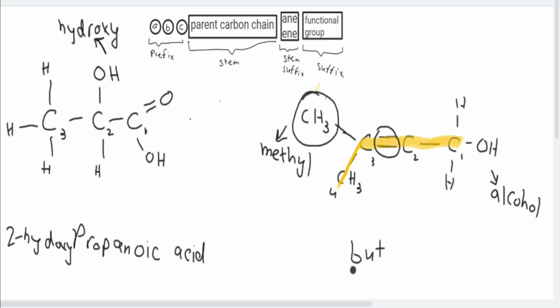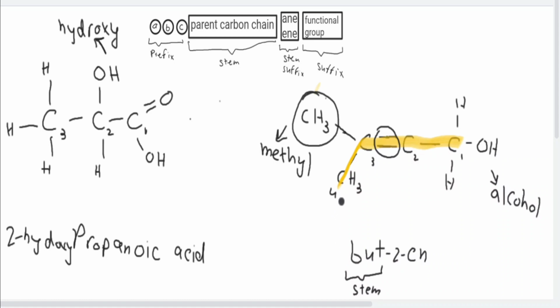Next, I have written the stem here. This is the stem. Next comes the stem suffix, which is the double bond. And since this is a double bond, I will write an en. And I also have to mention the positioning. This double bond is starting at carbon number 2, so I write 2. I put dashes in between.